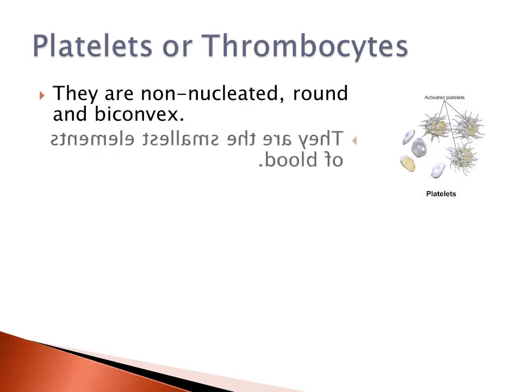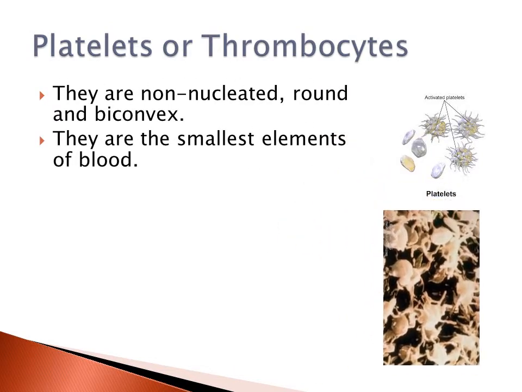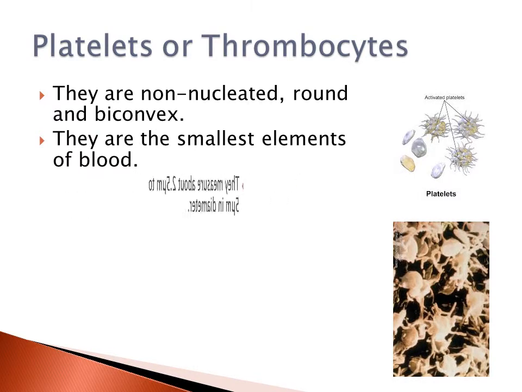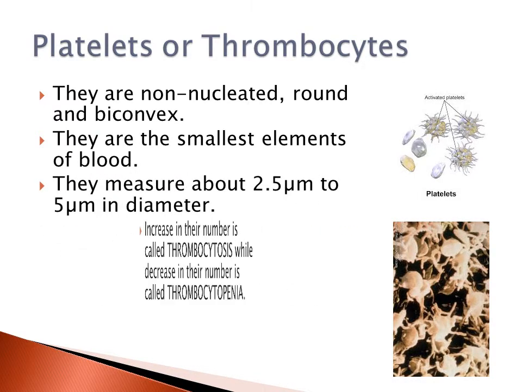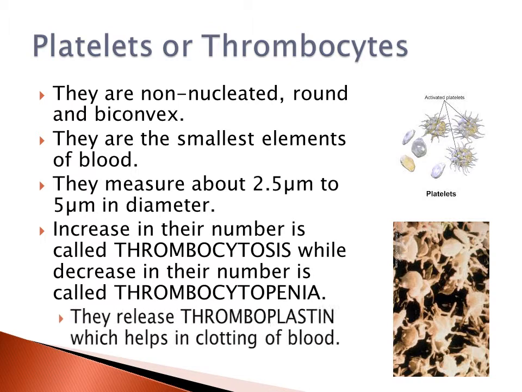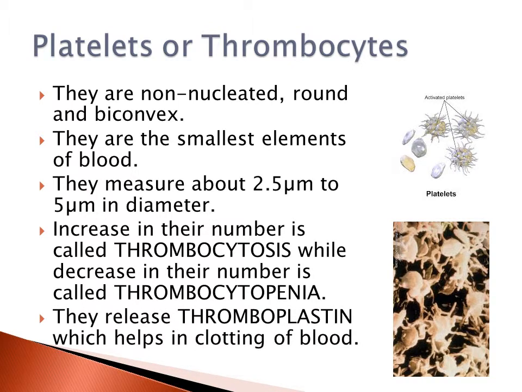Platelets or thrombocytes are non-nucleated, round and biconcave. They are the smallest elements of the blood. They measure about 2.5 to 5 micrometers in diameter. Increase in the number is called thrombocytosis, while decrease causes thrombocytopenia. They release thromboplastin which helps in clotting of blood.